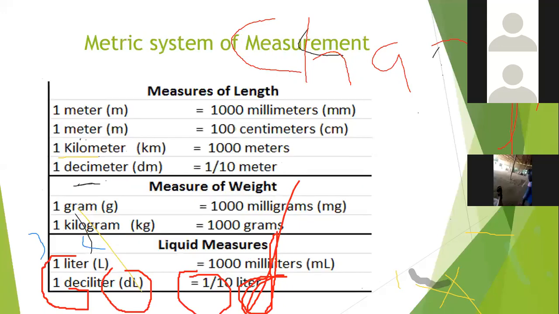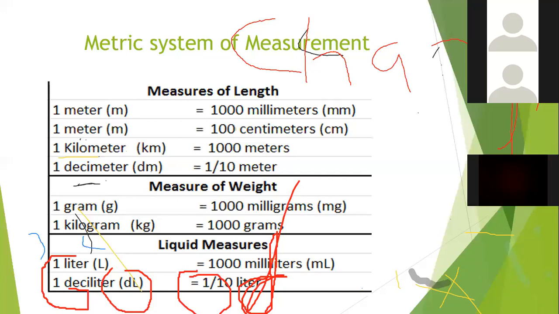On your screen is the metric system measurement. Like I've said, it measures length, weight, and volume. For length, 1 meter is equal to 1,000 millimeters, and 1 meter is equal to 100 centimeters. 1 kilometer is equal to 1,000 meters, and 1 decimeter is equal to 1/10 meter, that is 0.1 meter. Using the metric system to measure weight, 1 gram is equivalent to 1,000 milligrams, and 1 kilogram is equivalent to 1,000 grams. For volume, 1 liter is equivalent to 1,000 milliliters, and 1 deciliter is equivalent to 1/10 liter, that is 0.1 liter.